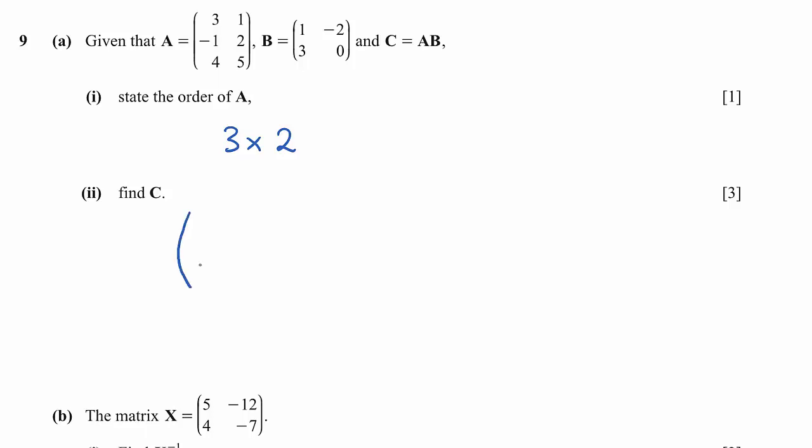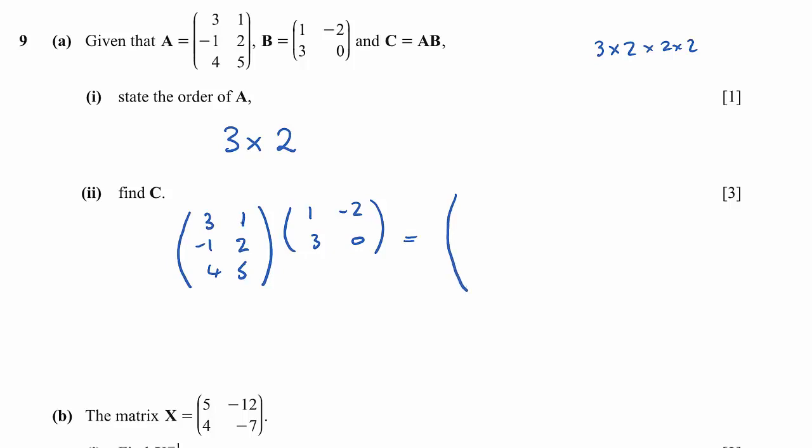Now C is AB, so we've got 3, 1, negative 1, 2, 4, 5, and then we've got 1, negative 2, 3, 0. So we're doing a 3 by 2 matrix multiplied by a 2 by 2 matrix, so that will give us a 3 by 2 result.